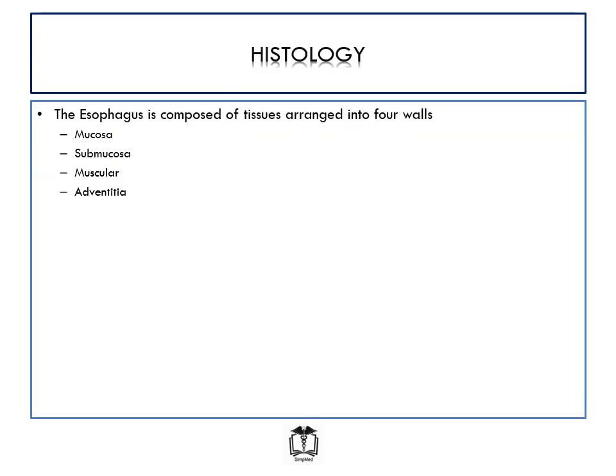Let's talk about the histology of the esophagus. The esophagus is made up of four layers of tissue from inside to outside. They include the mucosa, the submucosa, the muscularis externa, and the adventitia.